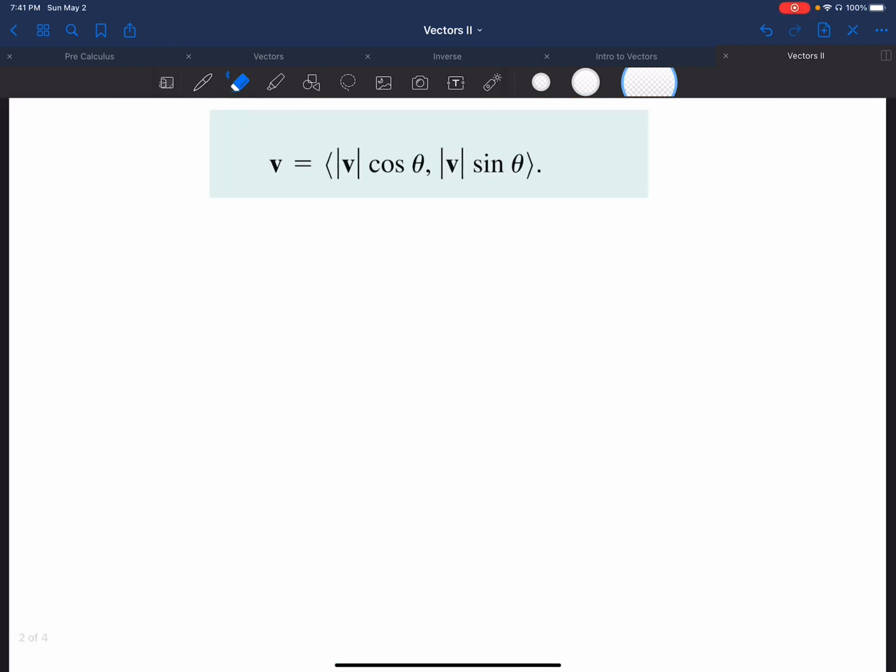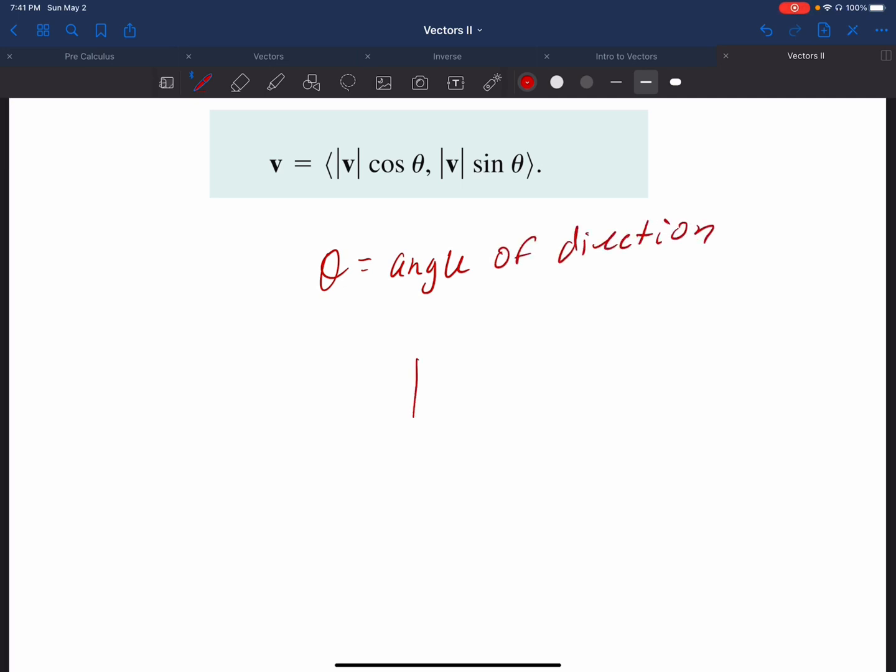You can rewrite any vector as a combination of the magnitude and the cosine of an angle. When we talk about this angle, we are talking about the angle of direction. Please keep that in mind. So remember, the angle of direction starts on the positive x-axis and then it goes towards the left side, or counterclockwise.